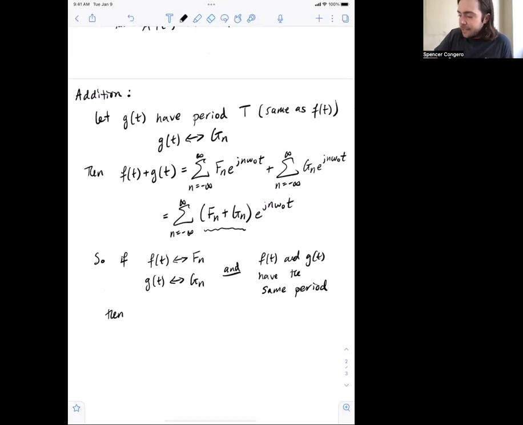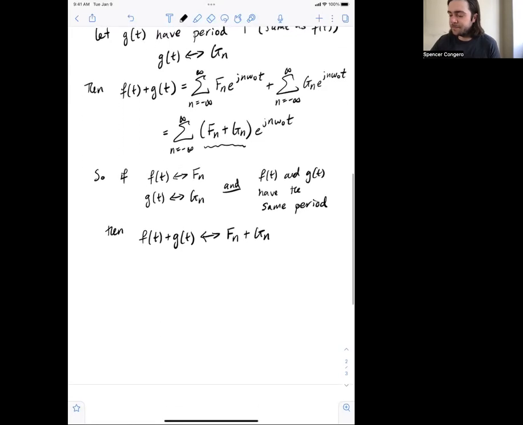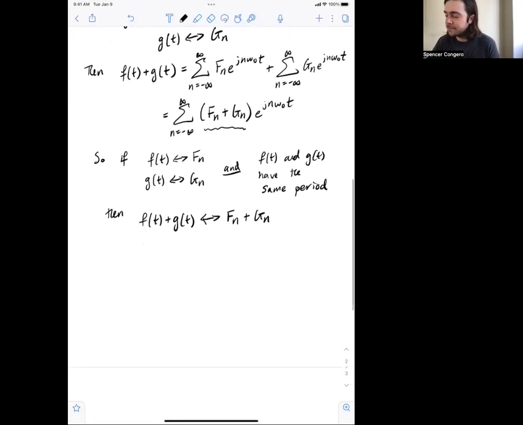Okay, then what do we find? We find that the Fourier series coefficients of f of t plus g of t is just the sum of the corresponding Fourier series coefficients. Okay, so that's the addition property.